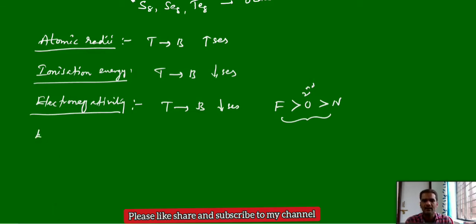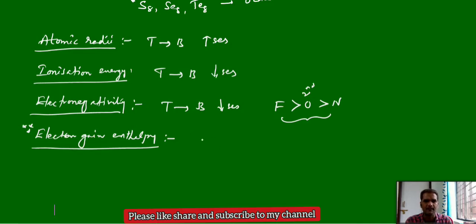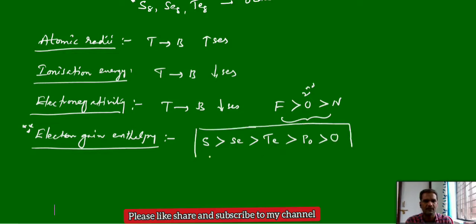Next, electron gain enthalpy, or electron affinity. This is very important. We have already discussed it at the time of the periodic table. Here we cannot see a regular trend in electron gain enthalpy. Oxygen has the least electron gain enthalpy. This is the order: sulfur, selenium, tellurium, polonium, and the least one is oxygen. This is a very important order.